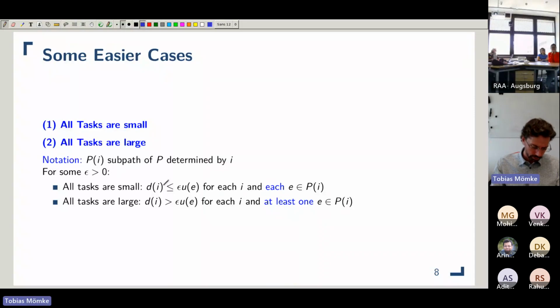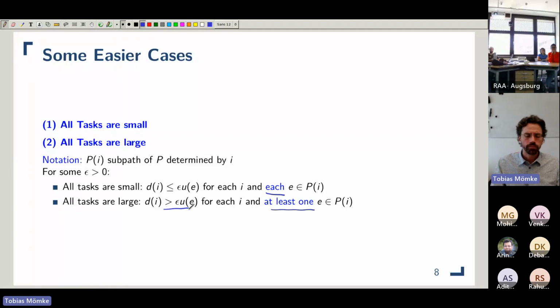And then a task is small if the demand is smaller or equal to epsilon times the available capacity for each edge in the path, and it's large if there exists an edge where the capacity is at least epsilon, or larger than epsilon, the capacity.